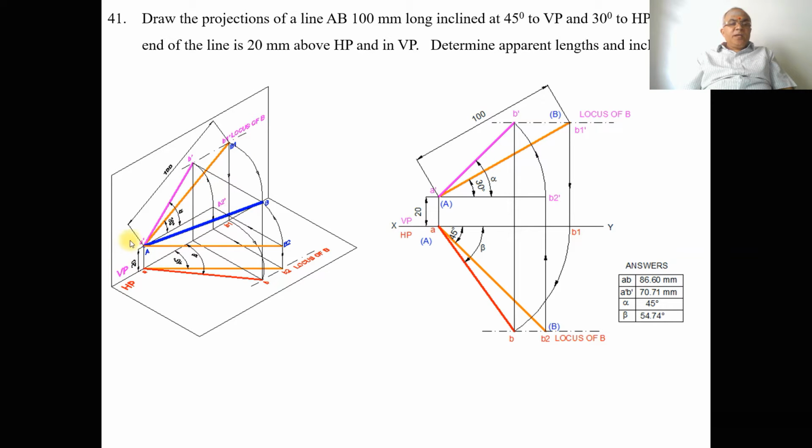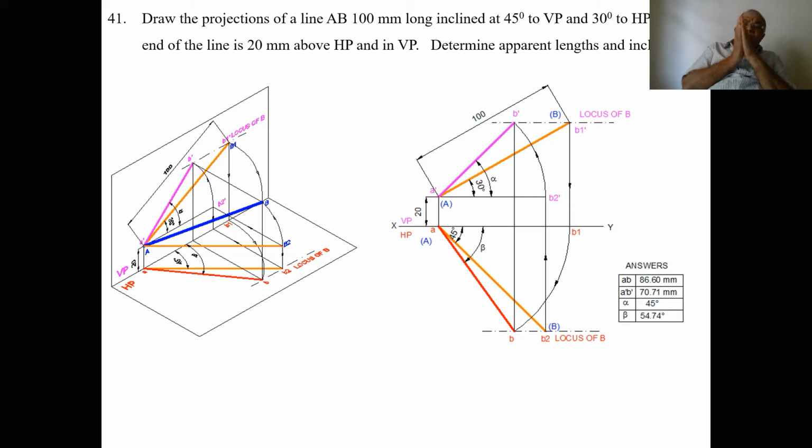That is because A is in VP, so naturally it will be on HP. So it is 20 mm above HP, so it will be on the vertical plane. So once you get this B1 and B1 dash, you get the locus of B in the front view also. Now we need to find out the apparent length and inclination. So we need to find out the front view and top view.